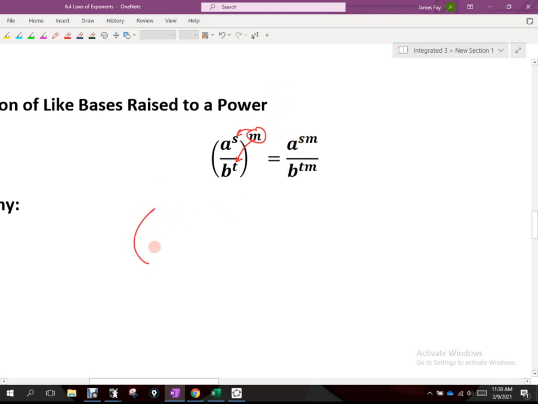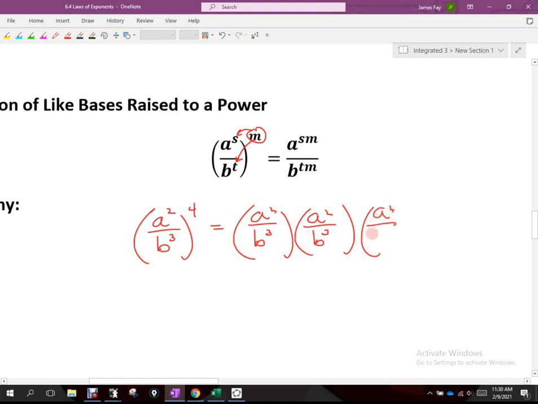If I had, let's just go with an example here. Let's say I have a squared b to the third, and we want to raise all that to the fourth power. But what that means to us is that we have, working our way from the outside in, a squared b to the third multiplied by itself 4 times, right? Okay, so that's one way of rewriting that, targeting that power of 4 first.